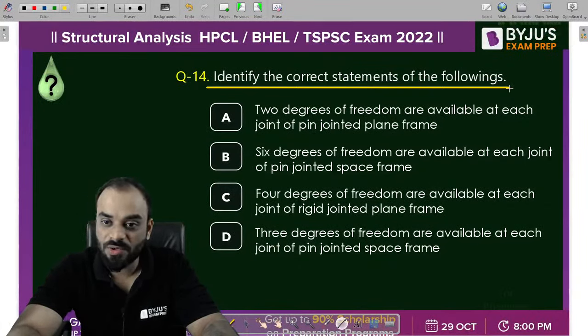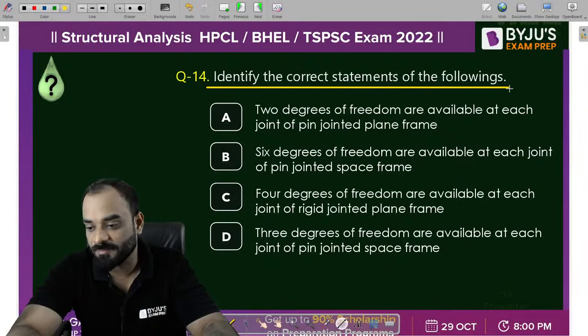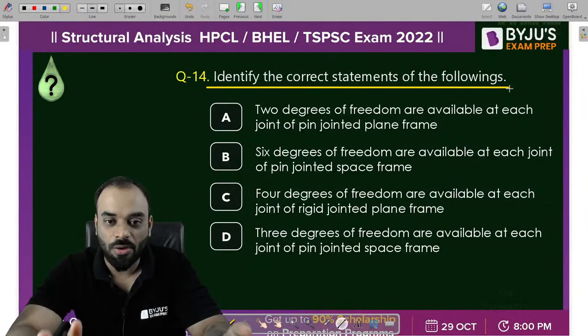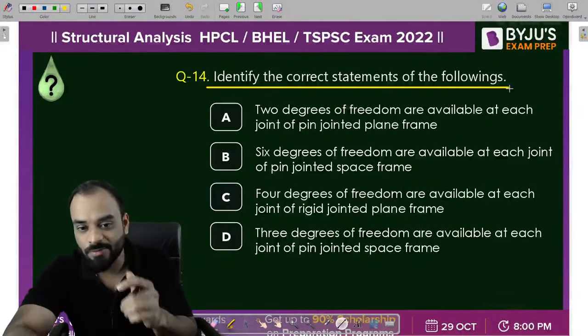Santu says B, 6 degrees of freedom is available at a pin jointed space frame. Okay. Any other student? B. Guys, in this particular case, it may be possible you may have multiple answers also. Kindly think about it, okay?